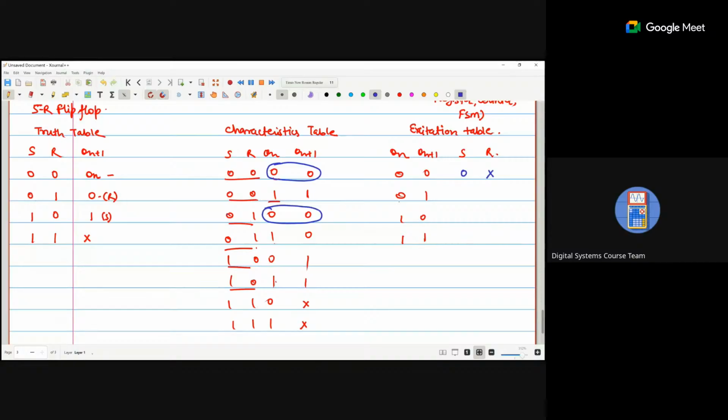Okay. Now it is 0 1, this one. So 1 0, 1 0, this one. So it is a 0 1. Okay, and now 1 1, this condition and this condition. Now in these two conditions, the value of S is changed from 0 to 1, R is constant. So S is don't care condition and R is 0. So this is the excitation table.